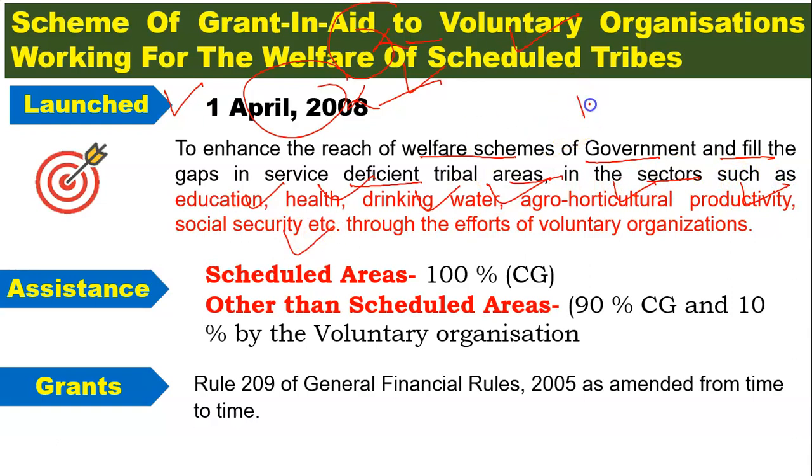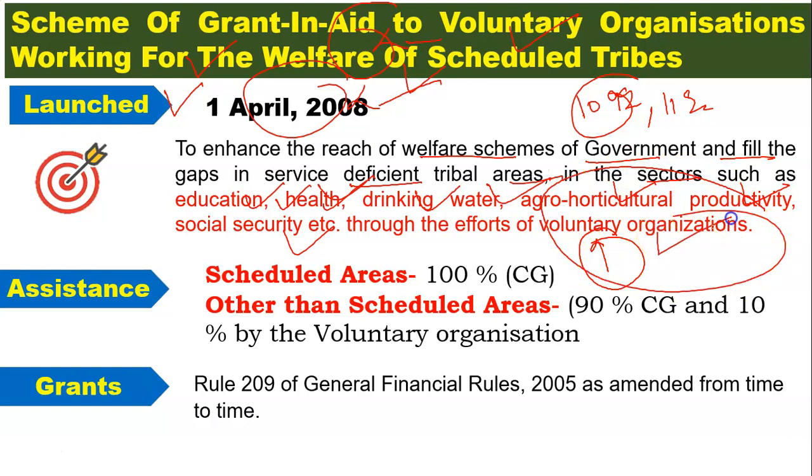For example, if government has launched any helpline like 1092 or 112, or any education scheme, how will this scheme benefit or reach each and every corner of the area which is inhabited by tribal people? This scheme helps in this area. Any scheme related to education, health, drinking water, agro-horticulture, productivity, social structure will reach each and every corner, each individual of the tribal people, and it will be ensured, or helped, by any voluntary organization.